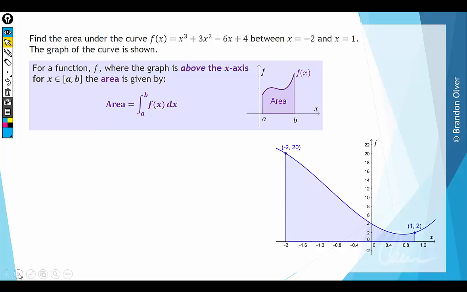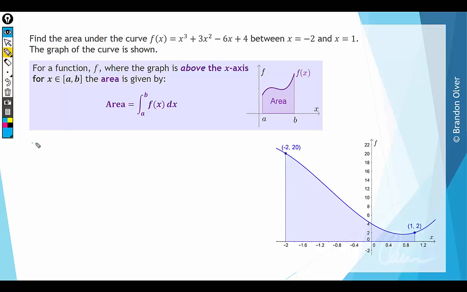So for a function f where the graph is above the x-axis for the interval where we're calculating the area, the area is given by the integral between the terminals a and b for f of x dx. If we inspect this graph, we can see that the area is all above the axis, so this is pretty straightforward to calculate the area for.